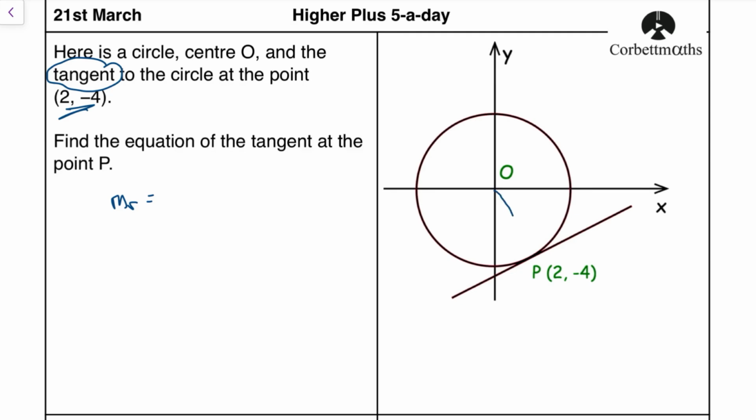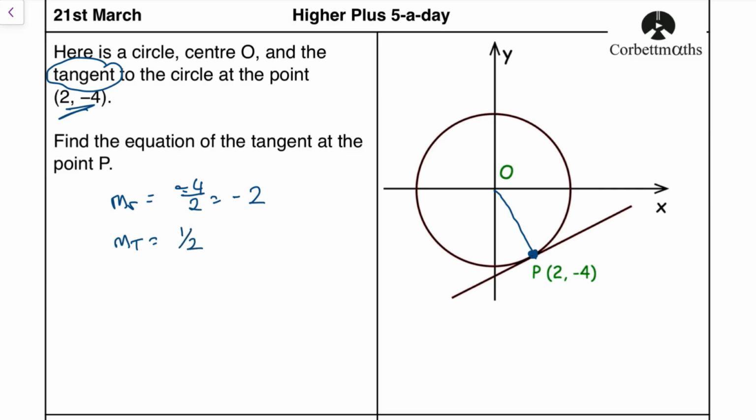And the process is I'm going to start by finding out the gradient to the radius that gets me to P. So the gradient to the radius is the gradient to the line O to P, which is to go down 4 and across 2. So in other words, that is minus 2. So minus 4 divided by 2 is minus 2. The whole point of this is you need to know the gradient of a tangent is the negative reciprocal, because it's at 90 degrees to the radius. So in other words, the gradient of my tangent is going to be a half.